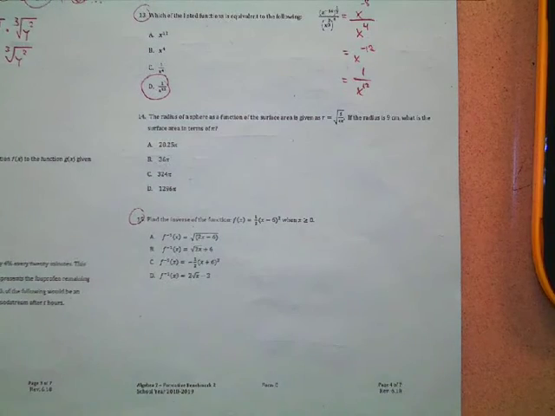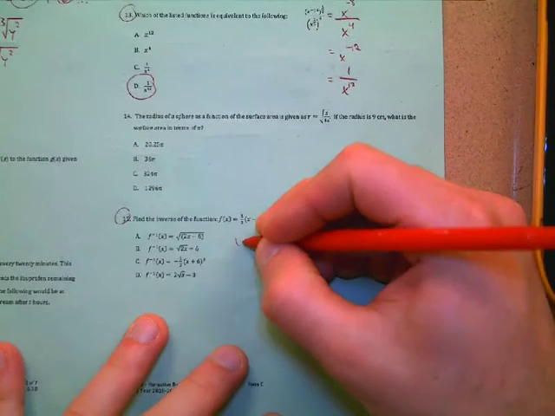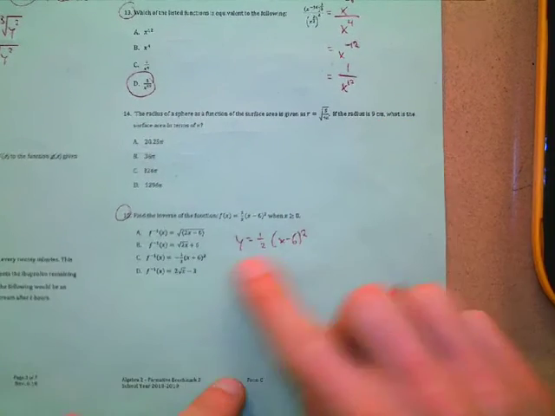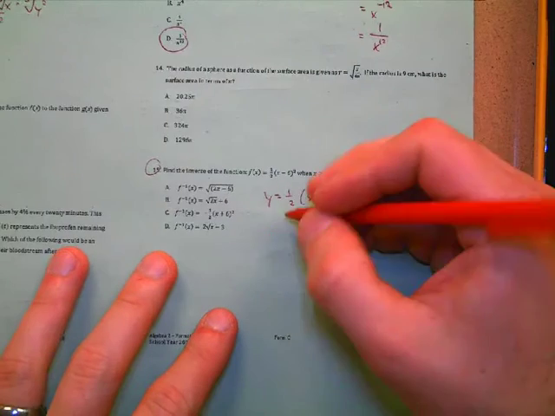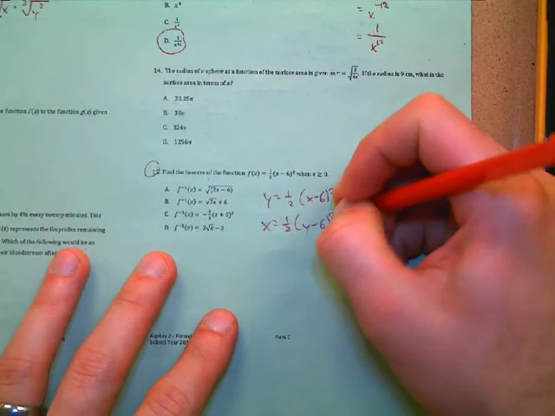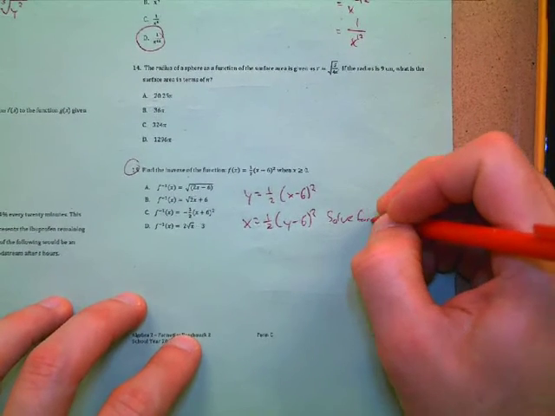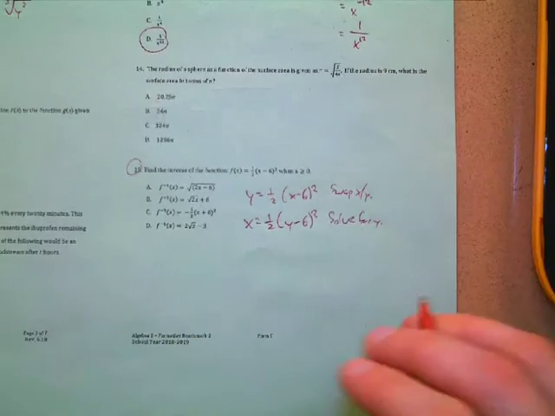Okay, so to find an inverse, I'm going to rewrite this as y equals 1/2 x minus 6 squared. And then what are we supposed to do to find the inverse here? What do we do with our x's and our y's? Swap them. And now we're going to solve for y. So swap x and y, solve for y.